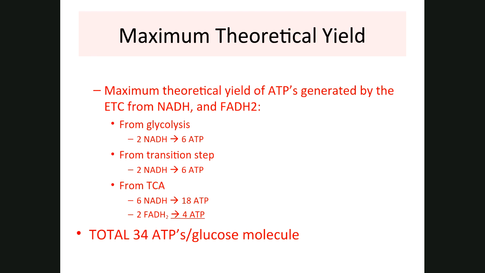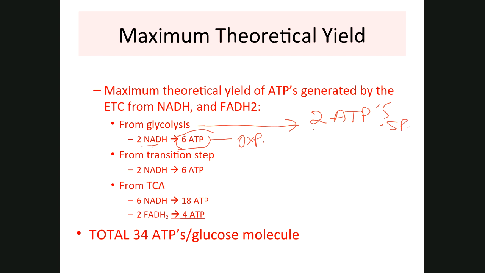So from glycolysis, we end up with, actually, let me go this way. We make 2 net ATPs in glycolysis. We also gathered 2 NADHs, and remember, each NADH gives us 3 ATPs, so that will be 6 ATPs made from the NADHs of glycolysis. These ATPs are made by oxidative phosphorylation, versus these 2 ATPs, which were made by substrate level phosphorylation.